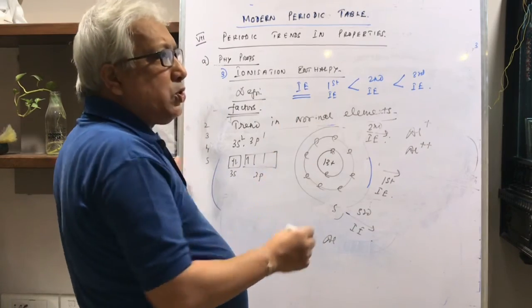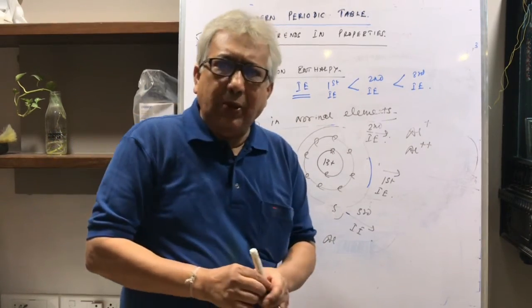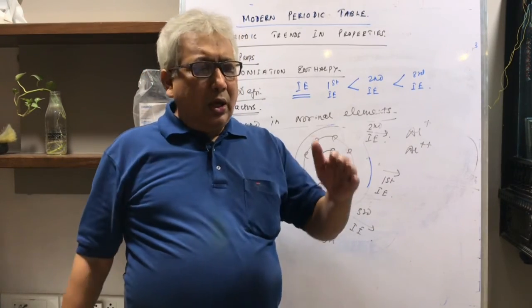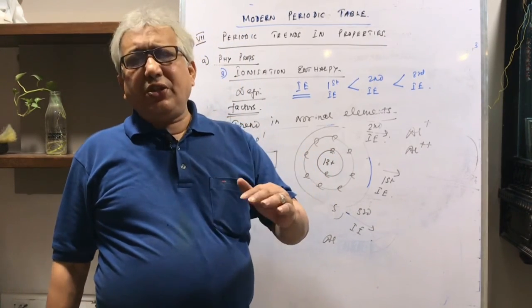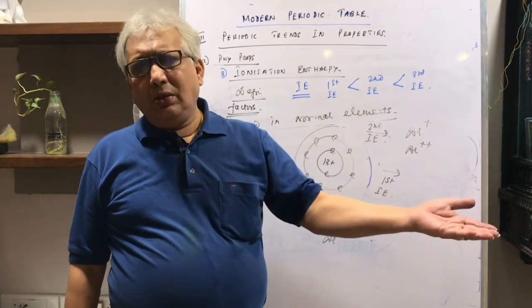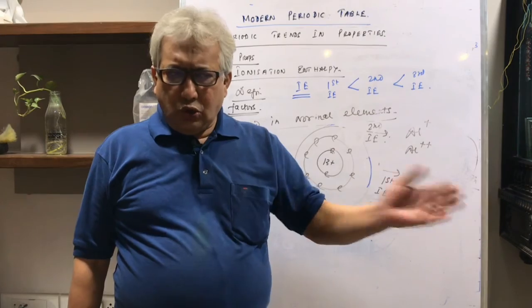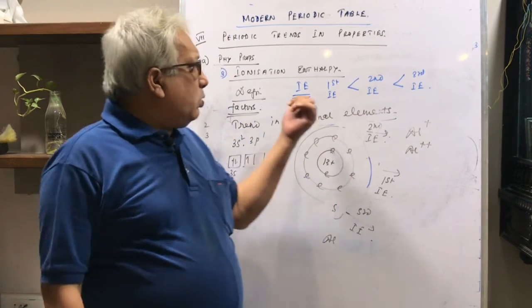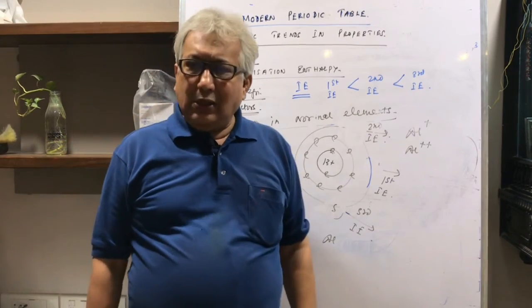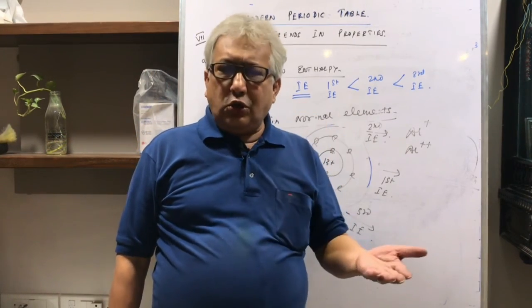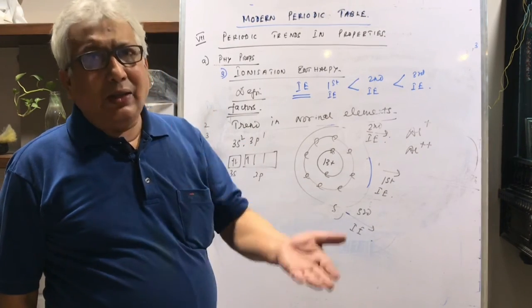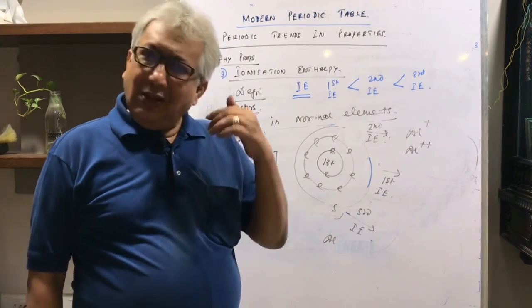So the moral of the story, that ionization enthalpy, when you compare in a particular atom, more than the first ionization enthalpy will be the second, more than the second ionization enthalpy will be the third. Is it okay, children? So that is all about the discussion of point number 3, that is ionization enthalpy. The next discussion we'll have is electron gain enthalpy, and that will be in the next video.